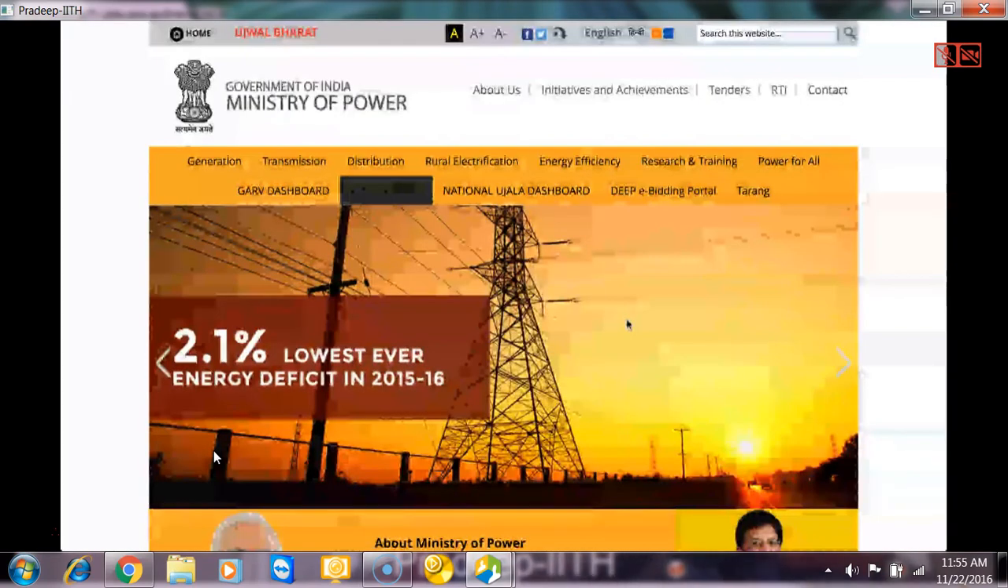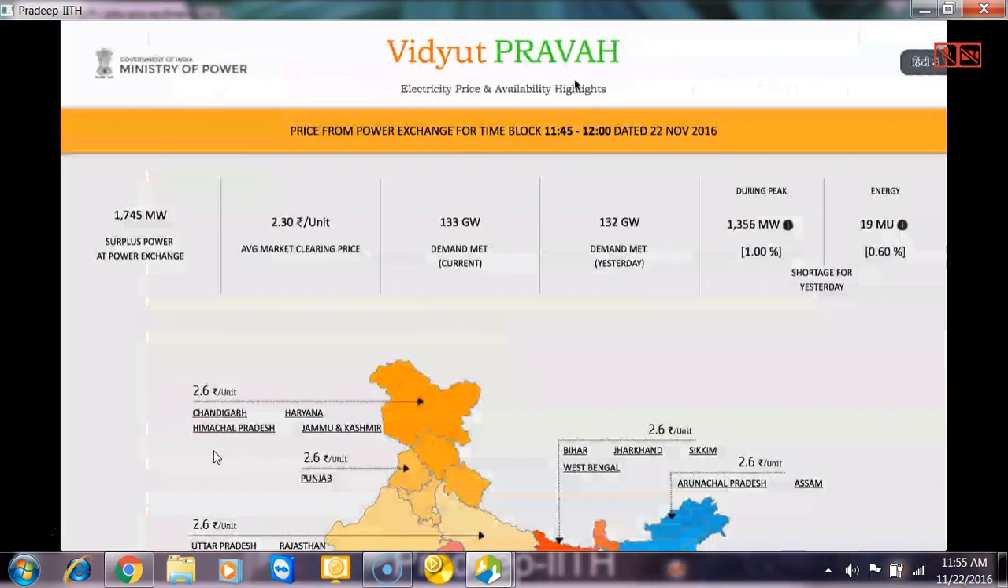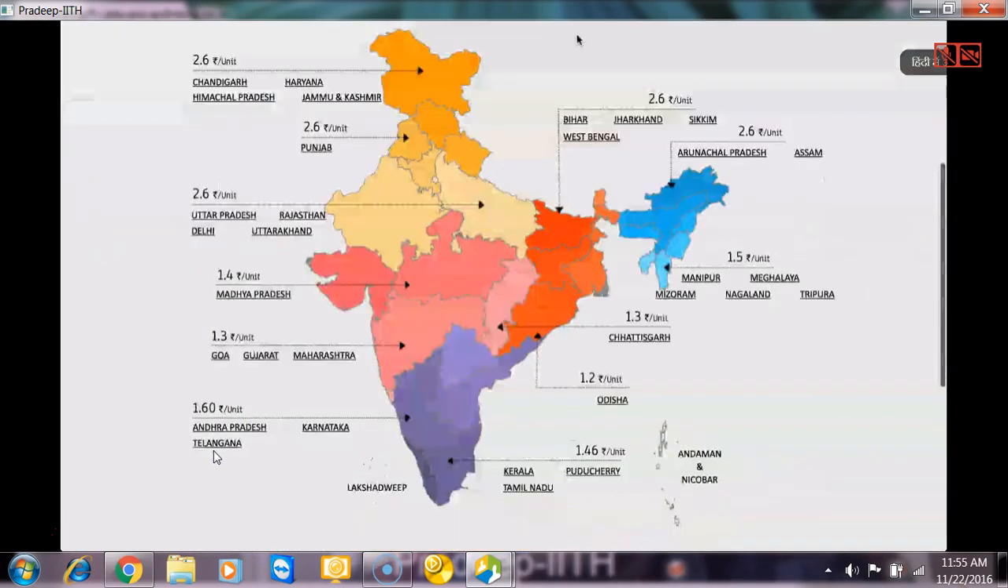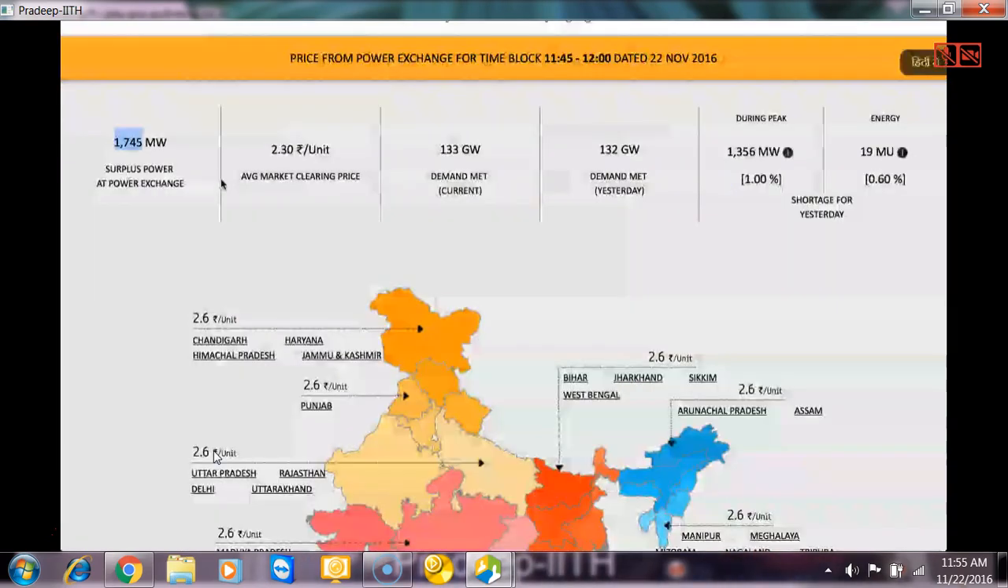So this is a site called Jntuk Moocs, and this one is showing the real-time prices. If you look at the time, price from power exchange for time block 11:45 to 12, that is just about 15 minutes back, or as of now actually. So right now these are real-time prices. Date is 22nd November 2016. At this point of time, all over the country, I can see what the prices are. So if I go up, surplus power at power exchange is 1745 megawatt.